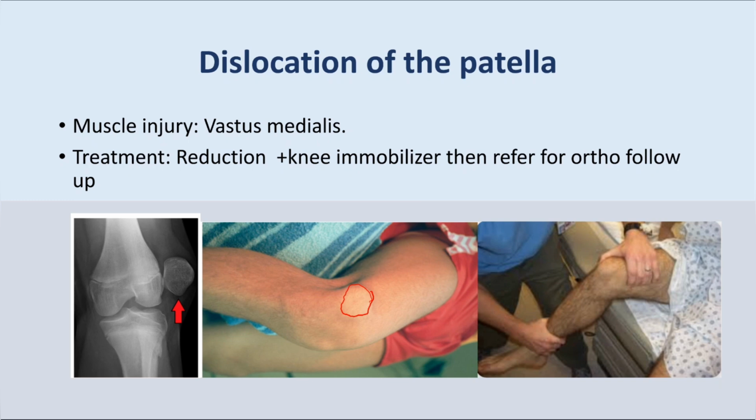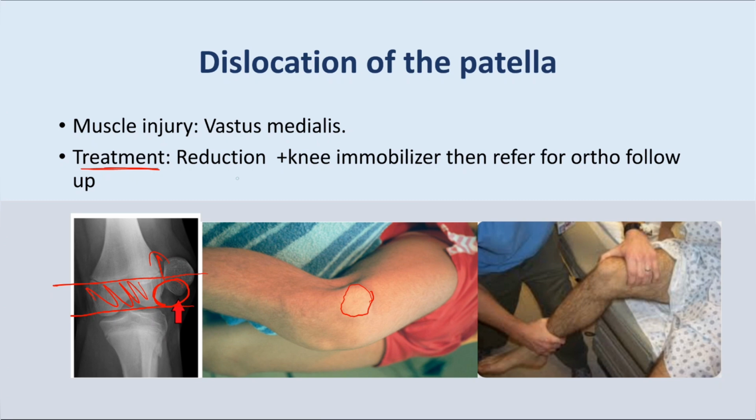How do you know that the patella is dislocated on an X-ray? Usually you have to make a line at the condyle. The patella should be at the level of the condyle, so somewhere here. If it goes up above that area, it means that it is dislocated. So usually the patient is having severe pain.